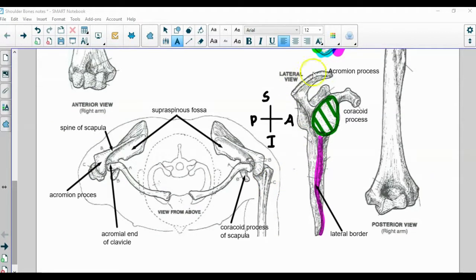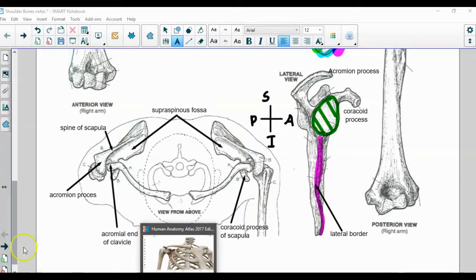I put a few labels on the lateral view. Since this is our socket, our glenoid fossa, and this is the front, the coracoid process is here, the acromion process is here, and because it's a lateral view, this must be the lateral border, and it is. Let's take a quick look at our app before we finish up.